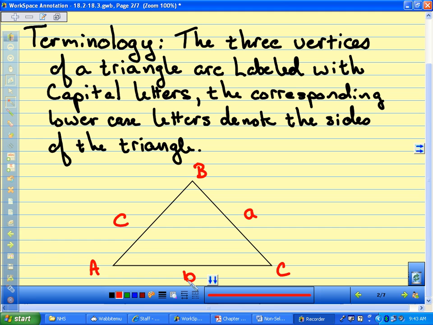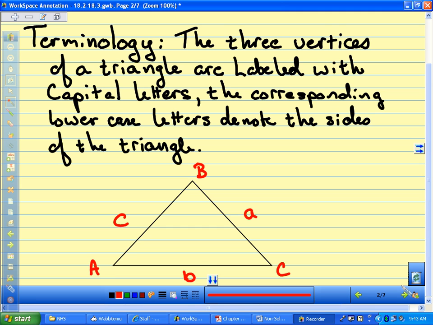Side A is found across from angle A. Side B is found across from angle B. Side C is found across from angle C. This labeling is very important because the law of sines and law of cosines use this terminology. The capital letters represent the vertices or the angles. The lowercase letters are the corresponding sides found across from their respective angles. So angle A or vertex A, opposite of it, side A. Okay with the labeling of the triangles?